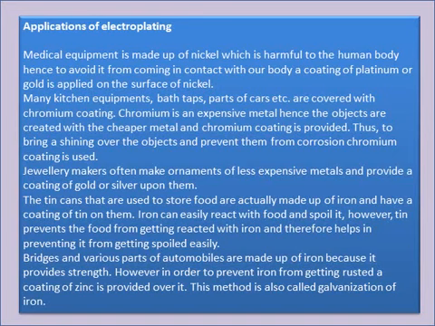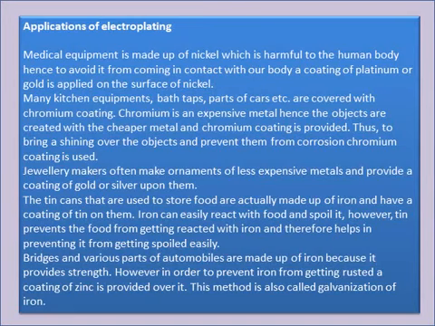Jewelry makers often make ornaments of less expensive metals and provide a coating of gold or silver upon them. The tin cans that are used to store food are actually made of iron and hence a coating of tin is made on them. Iron can easily react with food and spoil it. However, tin prevents the food from getting reacted with iron and therefore helps in preventing it from getting spoiled easily.